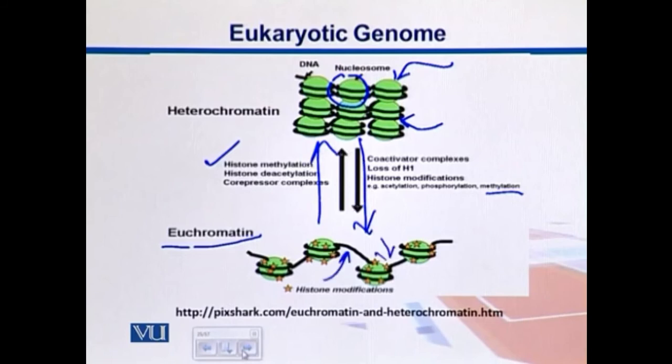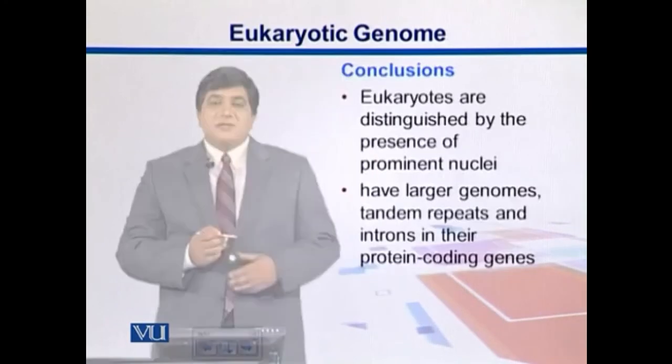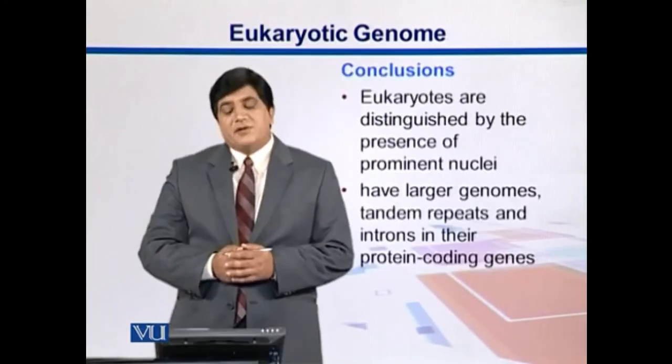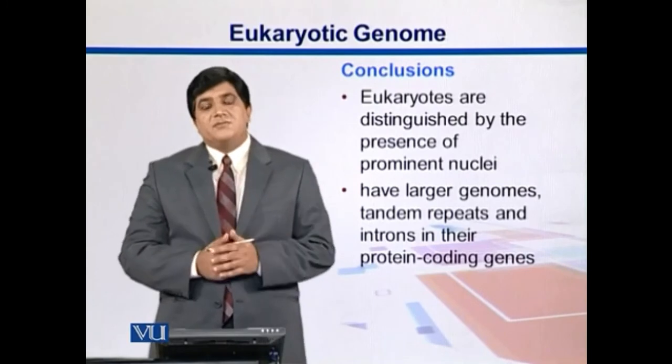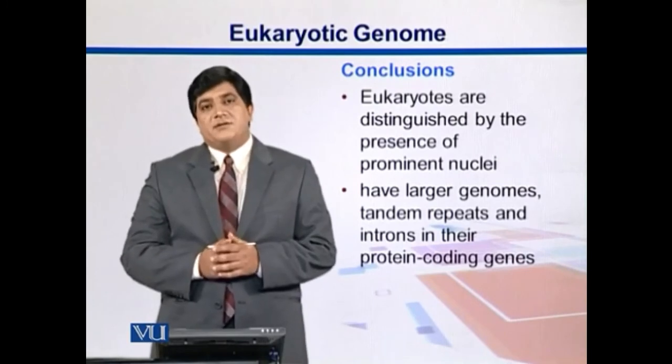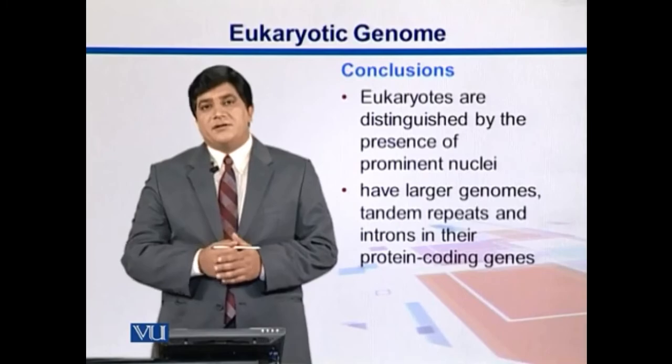So this is the reason why we see that this euchromatin part is expressed more as compared to the heterochromatin part. So eukaryotes are distinguished by the presence of prominent nuclei. They have larger genomes and their chromosomes are relatively complicated.